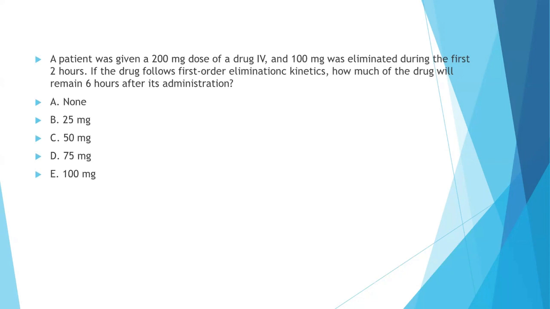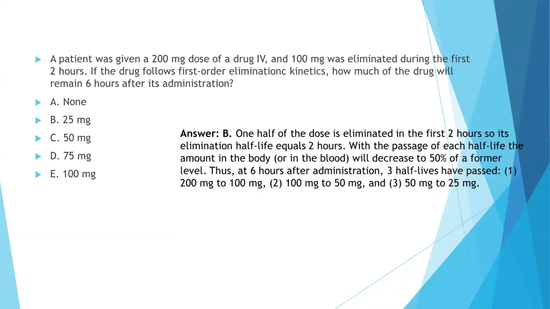So 200 goes to 100 after 2 hours, and the same in the next 2 hours, and the next 2 hours. One half of the dose is eliminated in the first 2 hours, so its elimination half-life equals 2 hours. With the passage of each half-life, the amount in the body will decrease to 50% of the former level. Thus, 6 hours after its administration, 3 half-lives have passed.